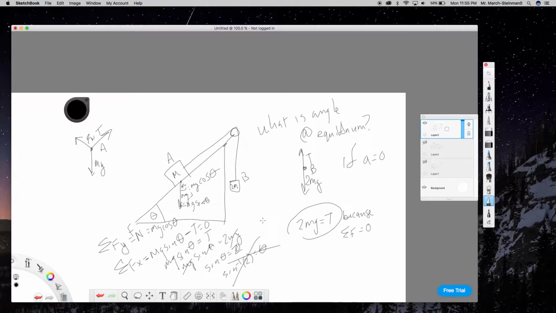So the situation where equilibrium is possible would be a situation where we have m1 here, and m2 here, and we want to see the ratio of the masses for which equilibrium is possible at any angle theta. And the answer would be that m1g sine theta has to equal m2g. Therefore, m1 sine theta equals m2. And the angle at which that's possible here would be the inverse sine of m1 over m2.